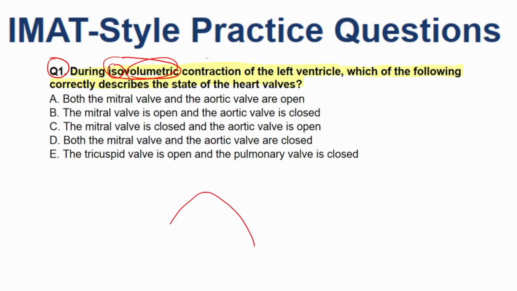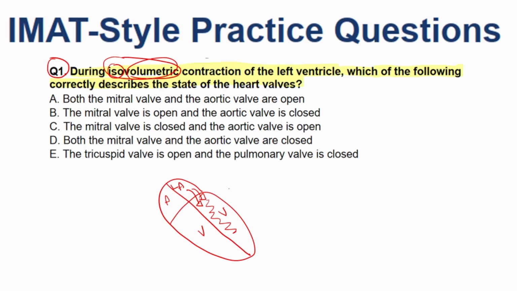So let's say this is the heart and we have 4 chambers. These are atria and ventricle. So the blood inside the ventricle cannot leave the ventricle. Otherwise, it will not remain isovolumetric. Now let's trace the movement. Before this phase, the left ventricle was filling with blood from the left atrium through an open mitral valve.